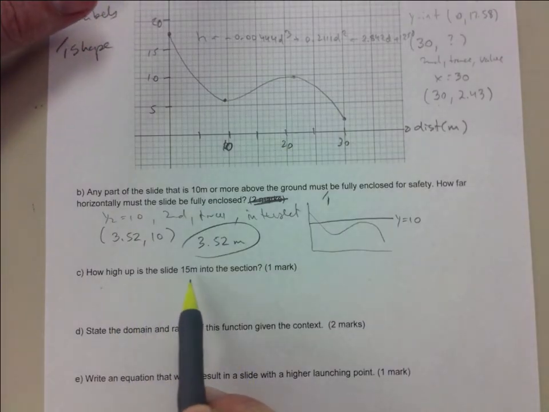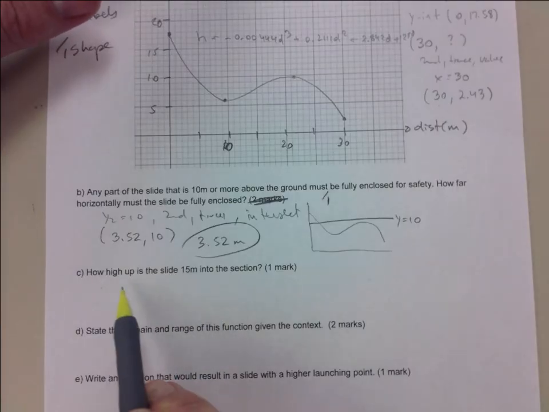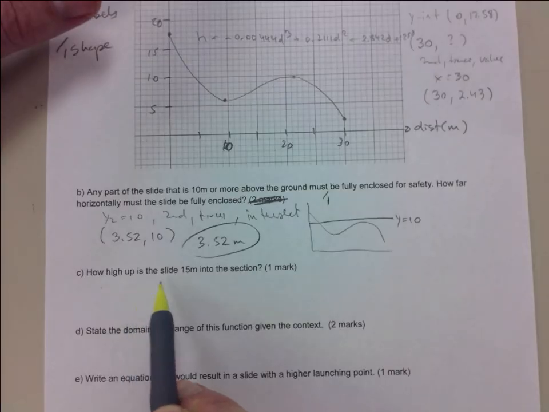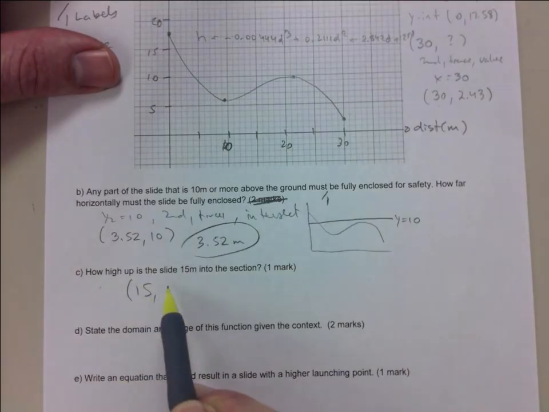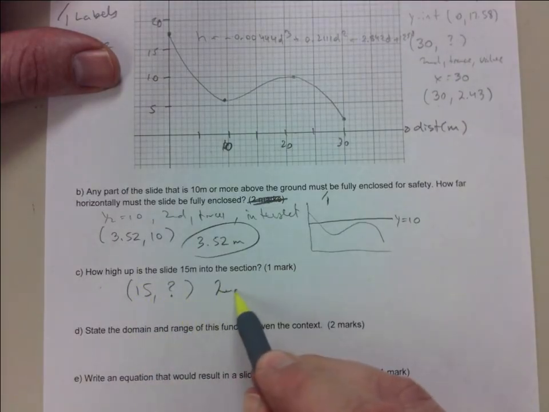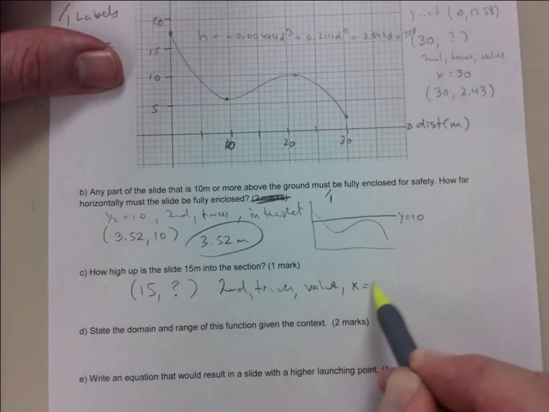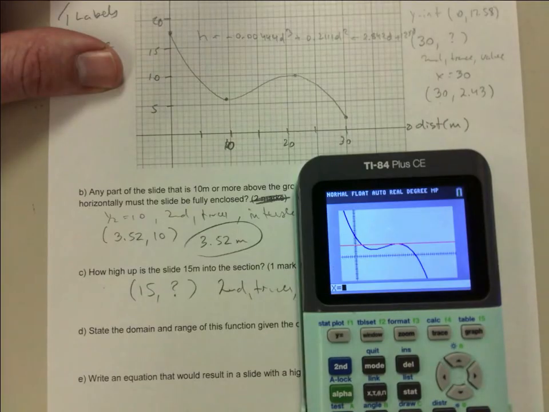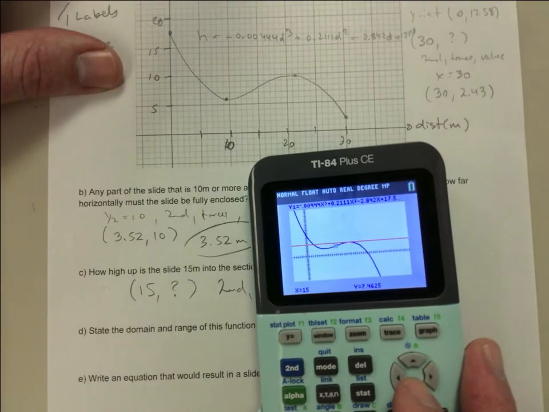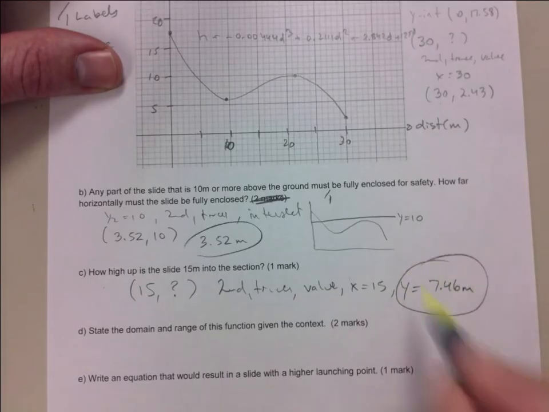How high up is the slide 50 meters into the section? It's actually saying 50 meters in, how far up is it? Second, trace, value, x is equal to 15, y is equal to 7.46 meters. Circle that, that's your answer.